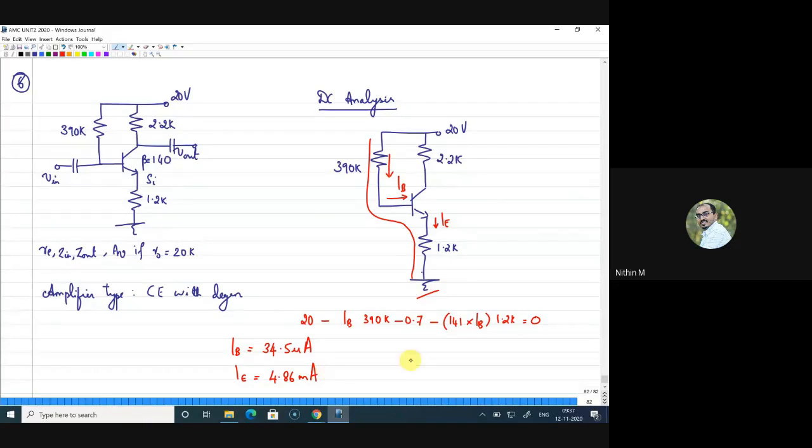Now from this you can write the value of RE, which is approximately 1 by GM. You'll get the value. So what is the value of RE? Yeah, 5.3 ohms. Very good. It is 5.3 ohms. So RE is done.